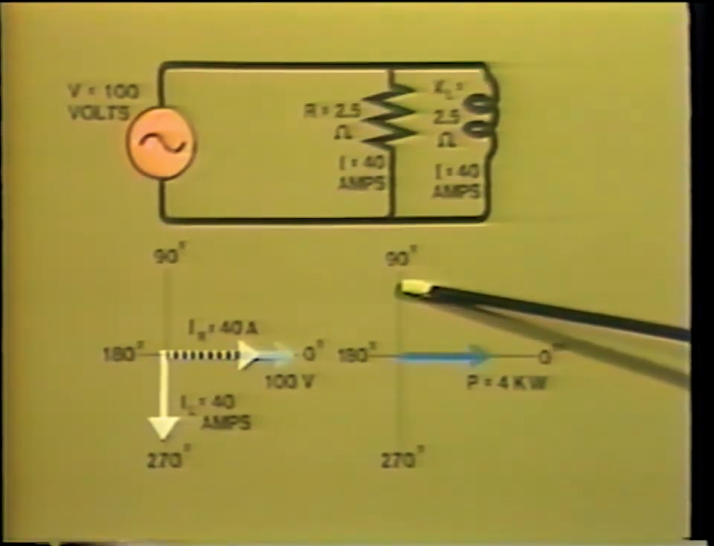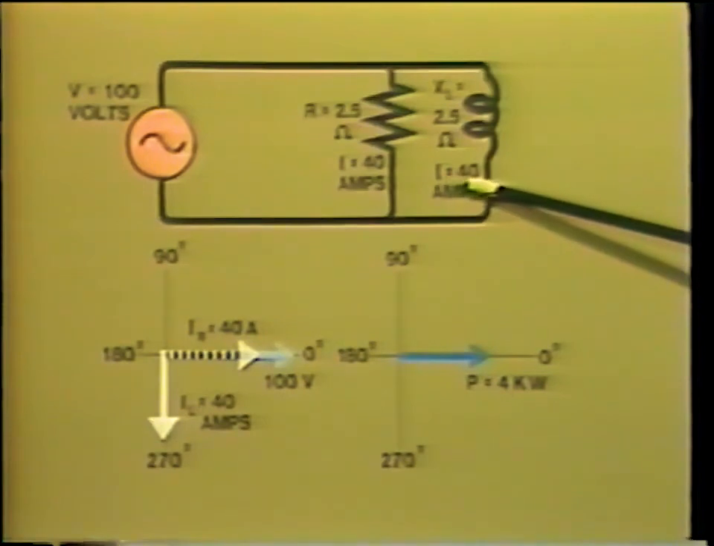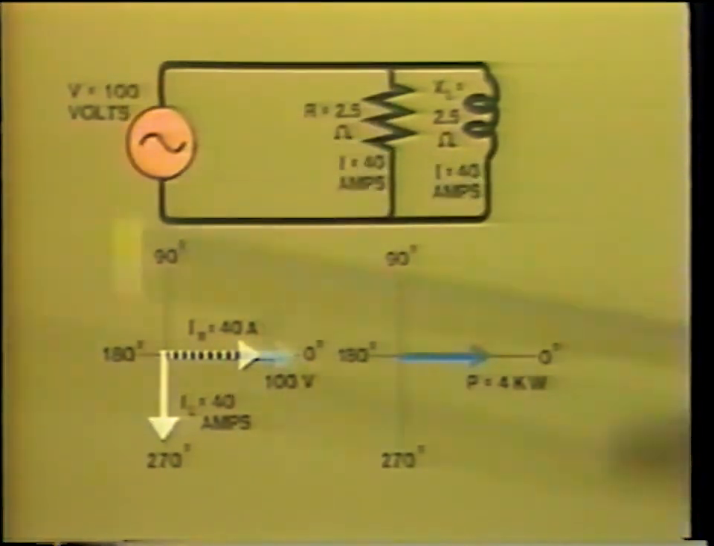The total VAR requirement is given by multiplying the current and voltage. That is 40 amperes times 100 volts. That equals 4,000 VARs. That is 4 kilovars. So we can now represent this on our vector diagram as a positive demand for VARs.